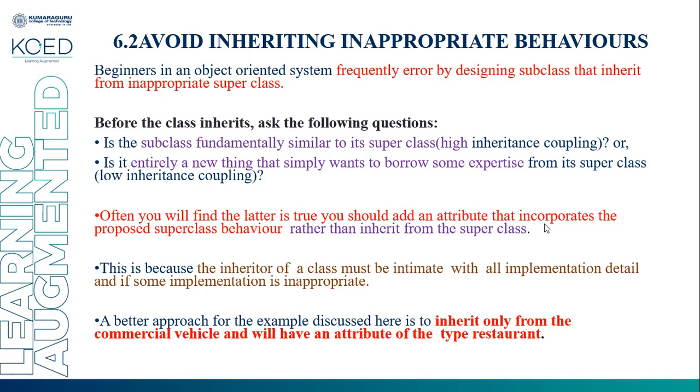You should add an attribute that incorporates the proposed superclass behavior rather than inherit from the superclass. This is because the inheritor of a class must be intimate with all the implementation details, and if some implementation is inappropriate, that is a problem. The better approach for the example discussed here is to inherit only from the commercial vehicle and have an attribute of the type restaurant. That is the solution for this problem.